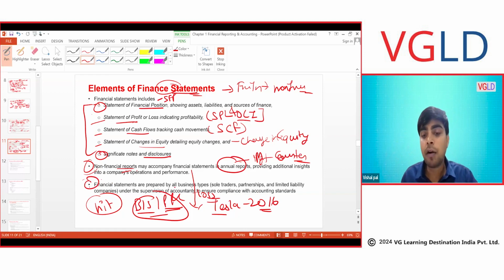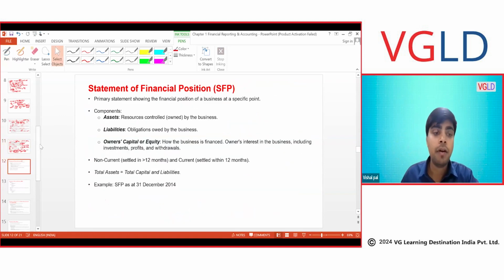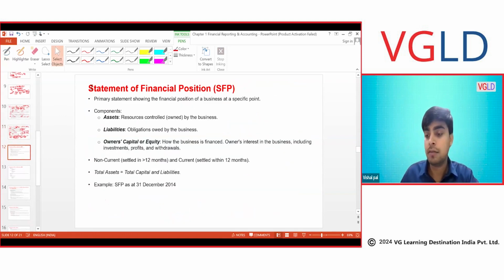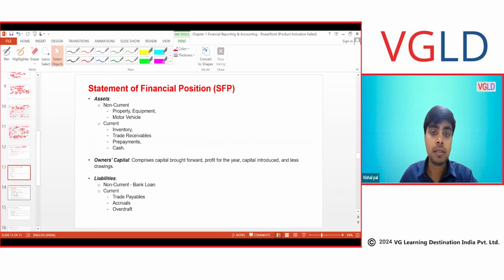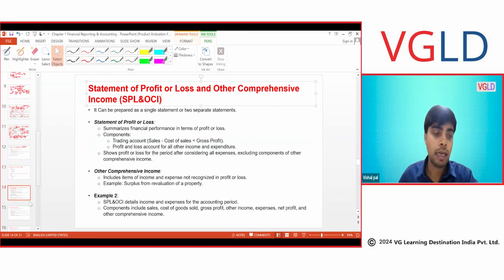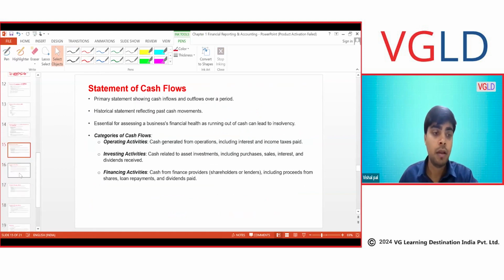Financial statements are prepared by all businesses, sole trader, partnership, limited company, under the supervision of an accountant to ensure compliance with accounting standard. What is accounting standard? We'll cover it in the next chapter. Now, these are some quick things. What is balance sheet? Balance sheet, profit and loss, and cash flow statement.